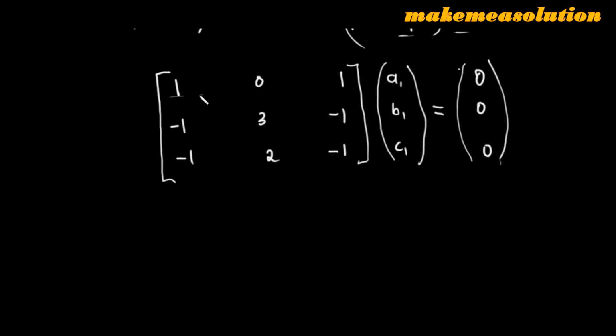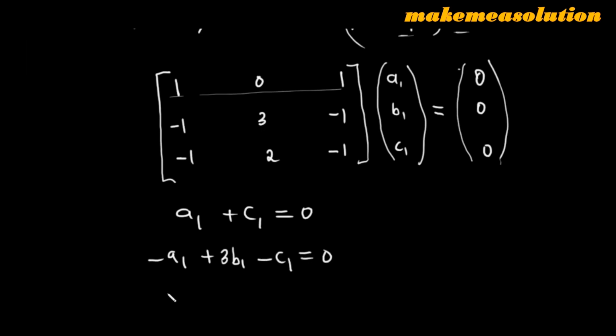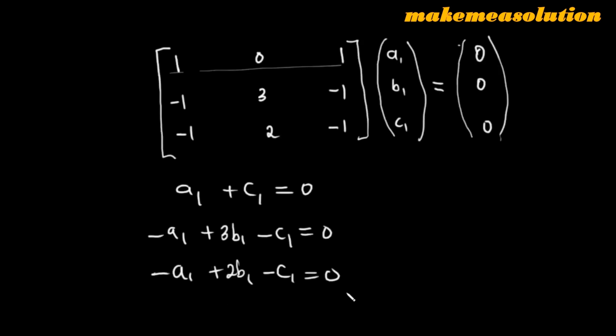If we expand this versus this, we get a1 plus 0 times b1 is 0, plus c1 equal to 0. Then if you expand this one, you get negative a1 plus 3b1 plus negative c1 equal to 0. Finally, if you expand the third column, you get negative a1 plus 2b1 and negative c1 equal to 0. So you have these 3 equations.